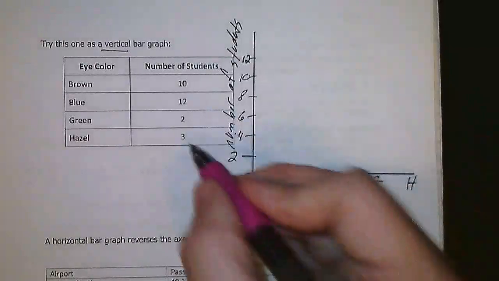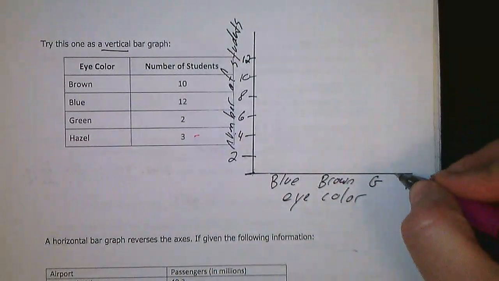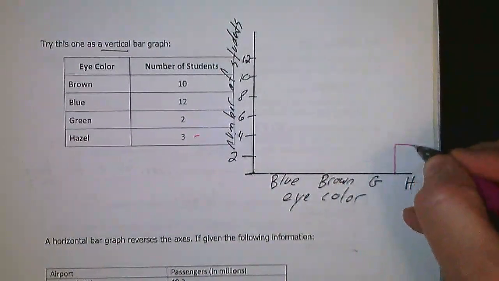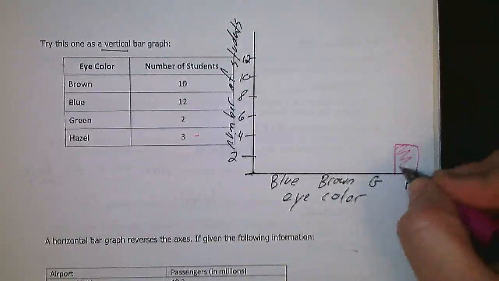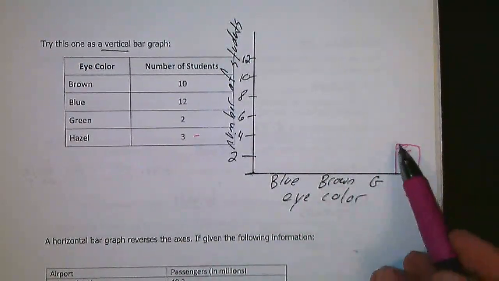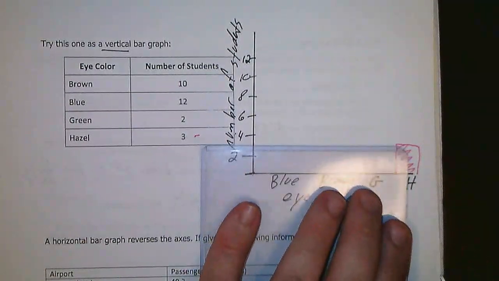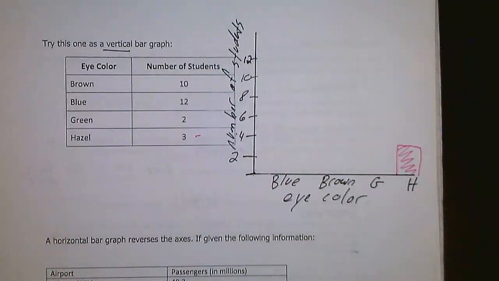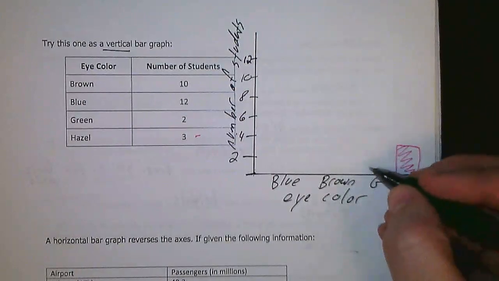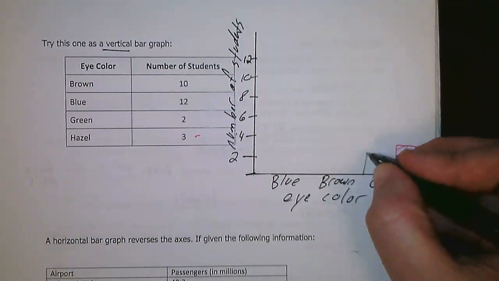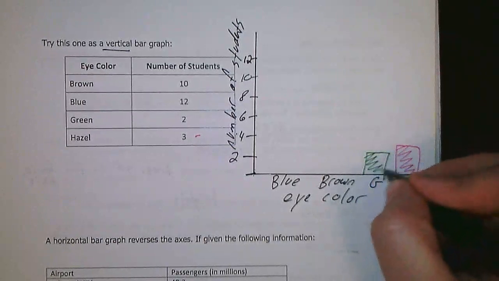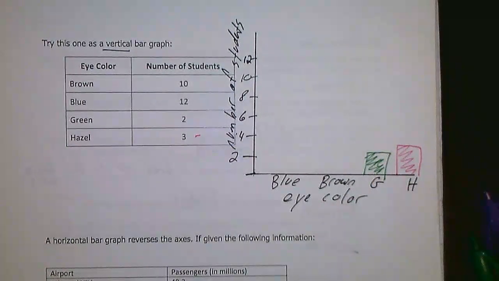How many students have hazel eyes? Only 3. So I'm going to go up, halfway between 2 and 4. So that is at 3 if I made kind of a line here. Well, we can see it there. How many students have green eyes? 2. Again, the bars do not touch in a bar graph.